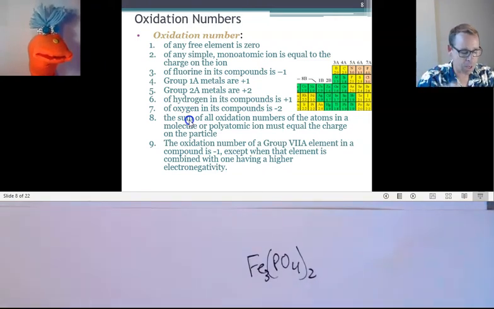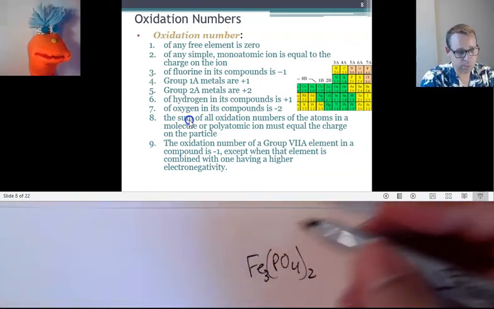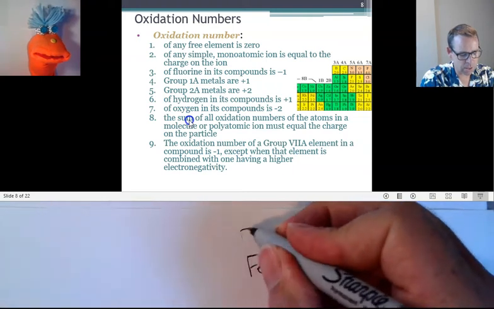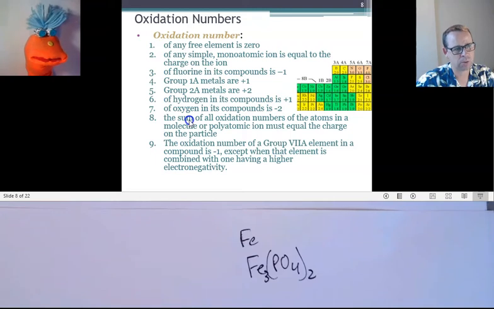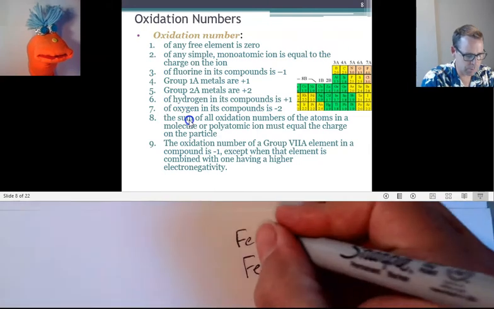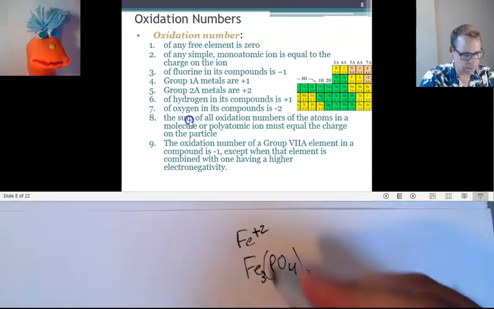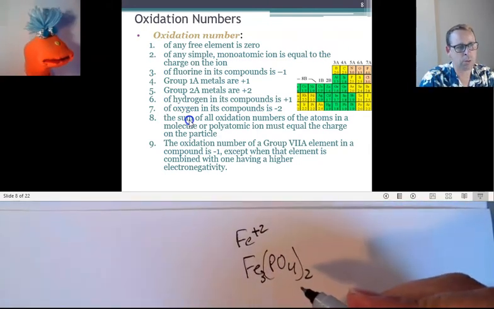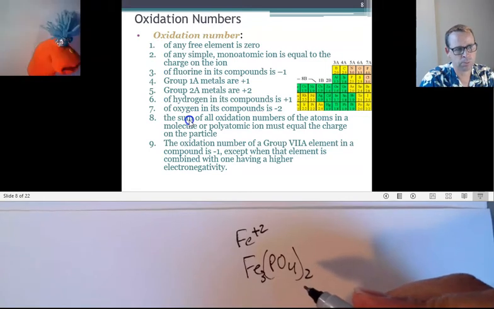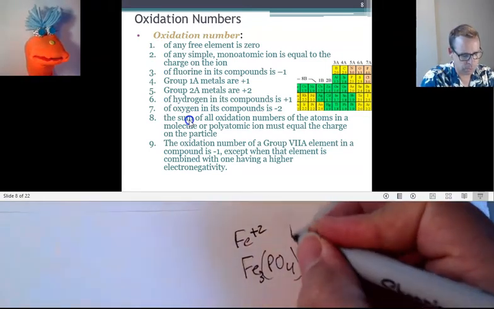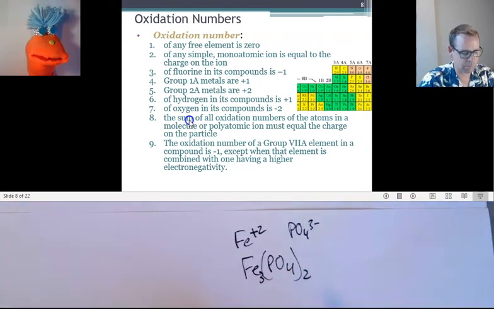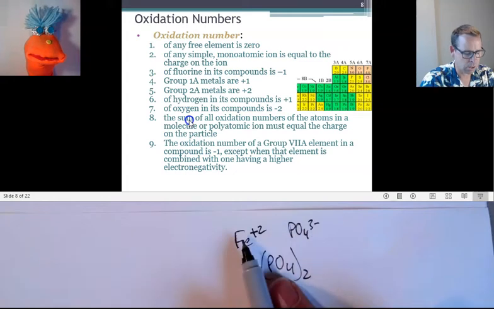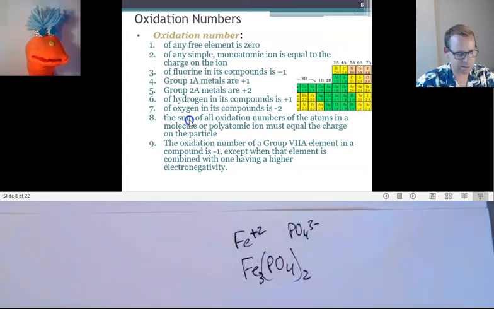Very good. Now, I can use my rules, and I know that this ion here, iron, has what kind of a charge? What kind of a charge does that iron have? If you use the reverse crisscross, it has a +2. Very good. +2. And the phosphate? I'm looking on my chart. It's a -3. Very good. PO4 3-. So we have a +2 charge and a -3 charge on the different ions there.